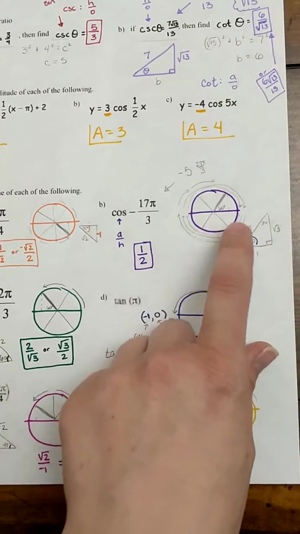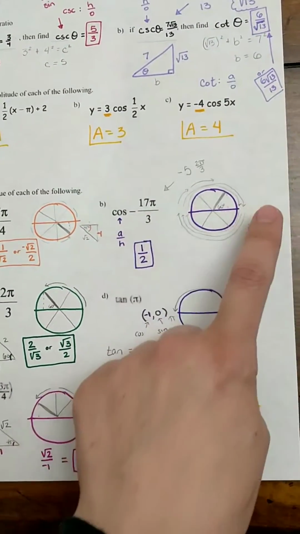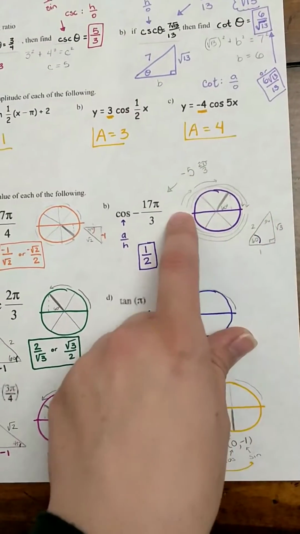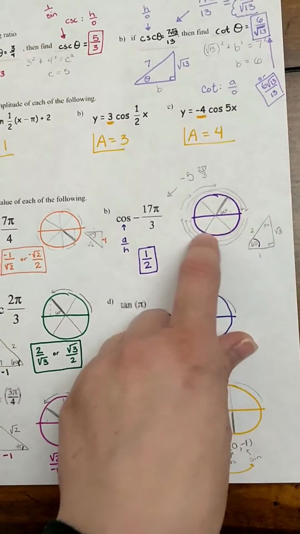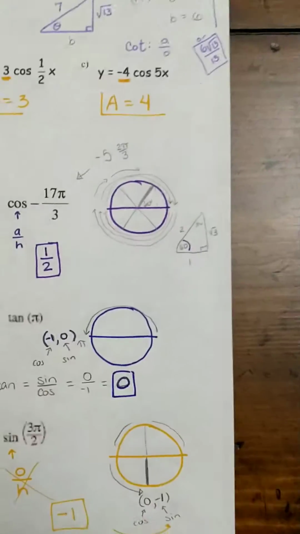This one you have to go around multiple times. Remember, a full rotation, and it's negative, so you're going backwards. So 1, 2, 3, 4, 5, and then 2/3, 1, 2, and that puts your line there. Then you can do your triangle.